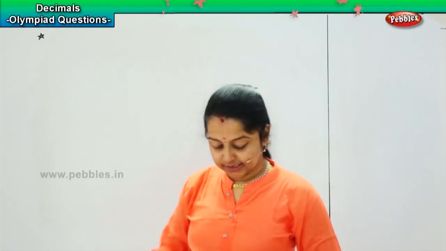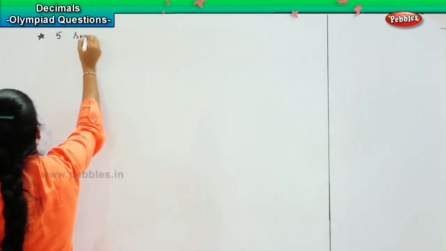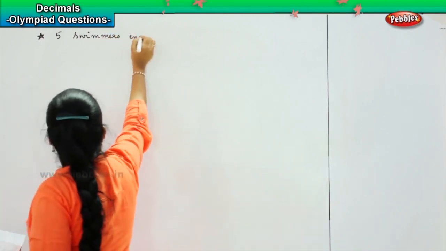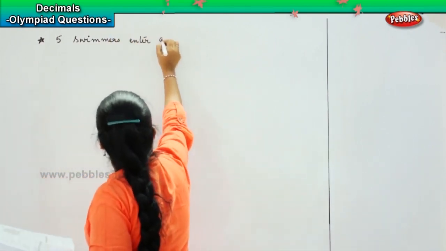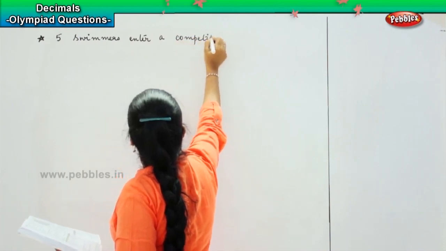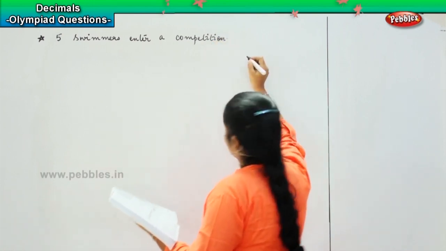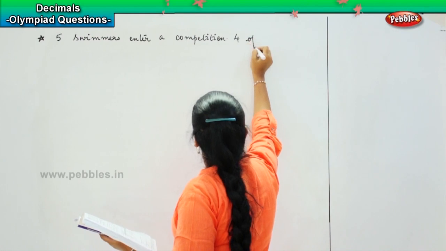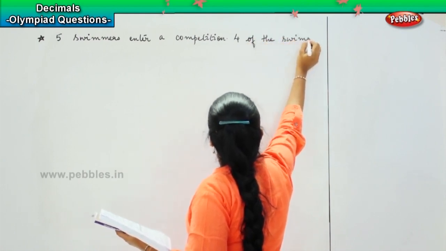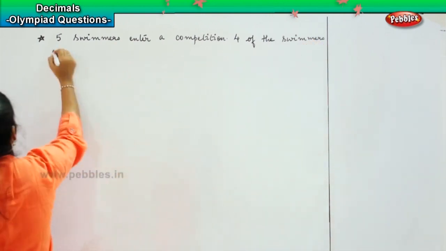The next question is: 5 swimmers enter a competition. 4 of the swimmers have had their turns.